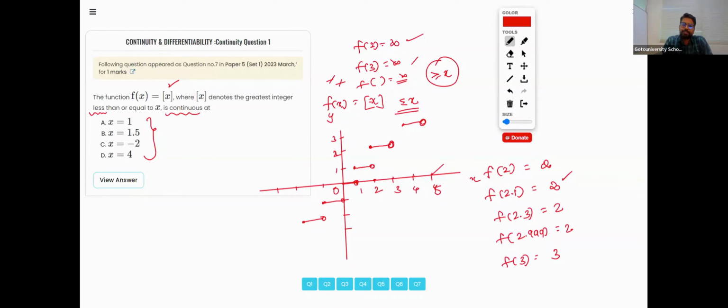And where it is continuous is at every fraction, every non-integer number, right? That means in the options, there is only one fraction, 1.5. Here it is option C, at 1.5, and it is continuous here. By looking at the graph only, I can say this is continuous at this point. Whereas if you talk about 1, if you apply the limit of this function as x approaches 1 from the left side, it is different.